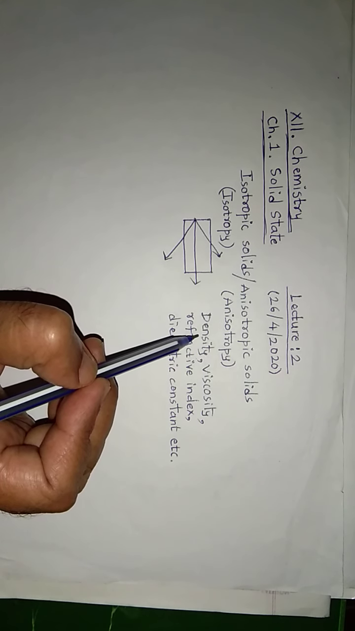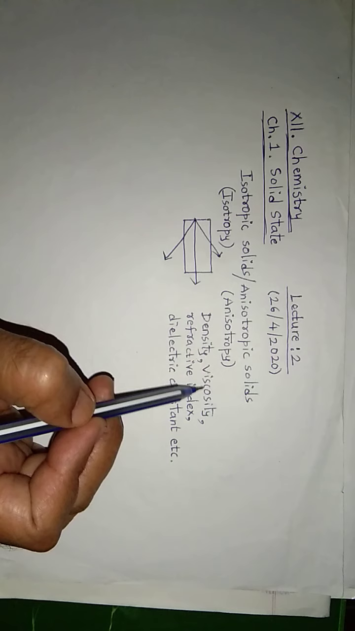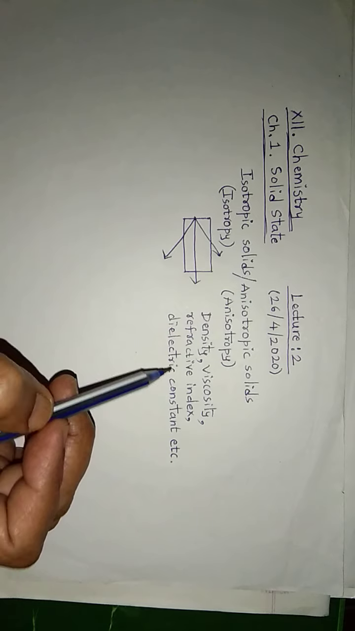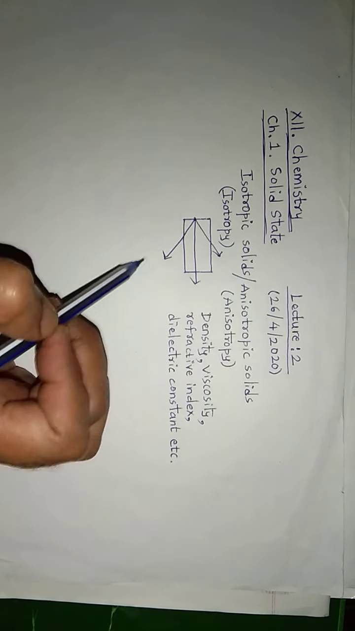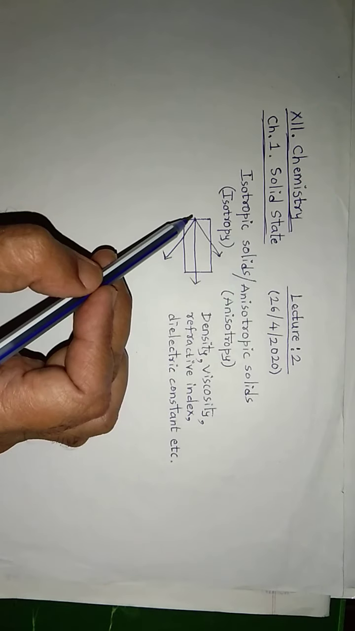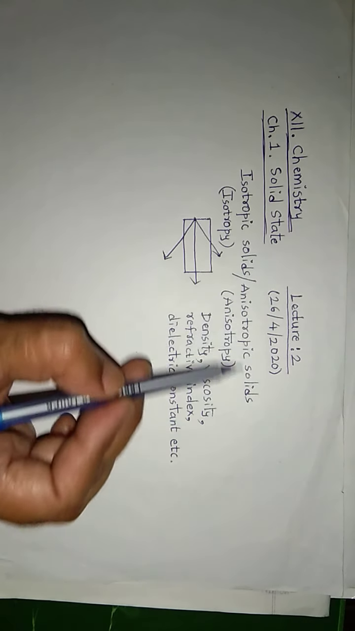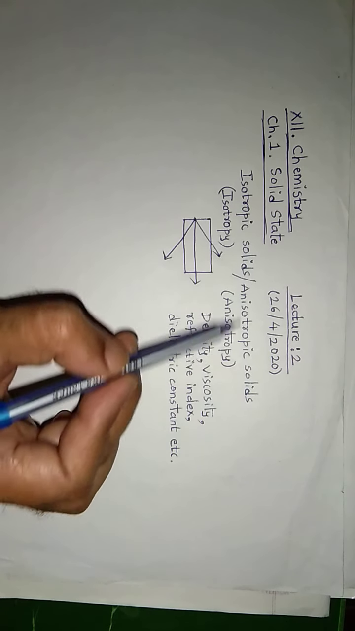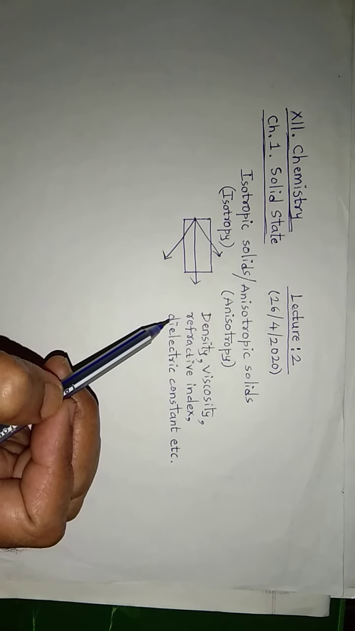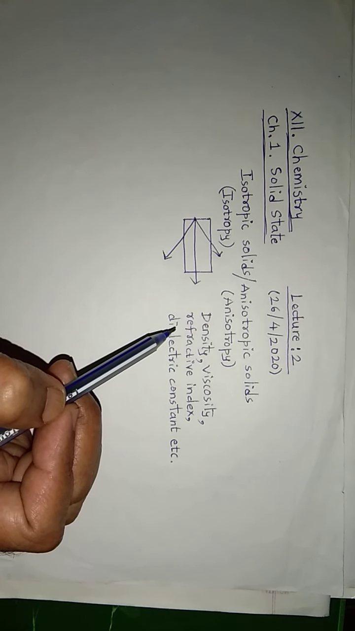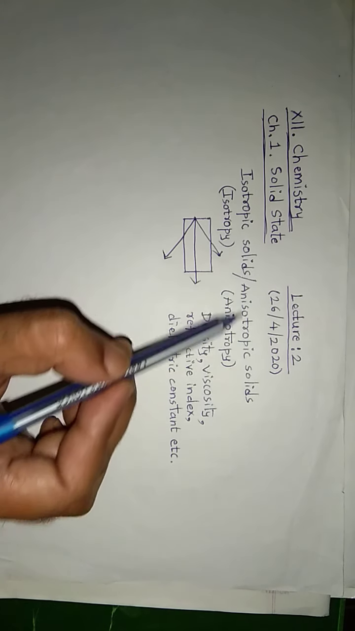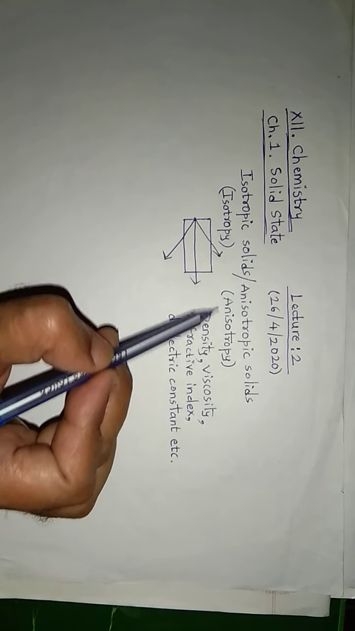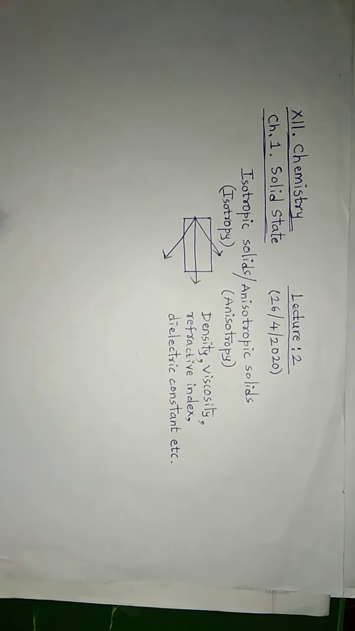But if the values of physical properties, physical quantities like density, viscosity, refractive index, dielectric constant, etc. are not same in all the directions, in different directions within a solid, then such solids are called anisotropic solids, and the phenomenon they exhibit is called anisotropy. Crystalline solids, most of the crystalline solids in fact are anisotropic solids, and they exhibit the property of anisotropy.